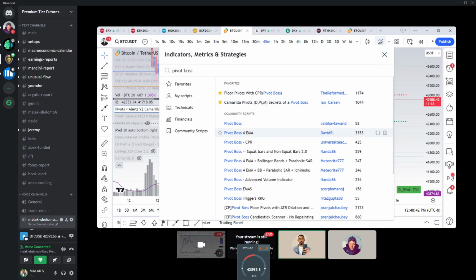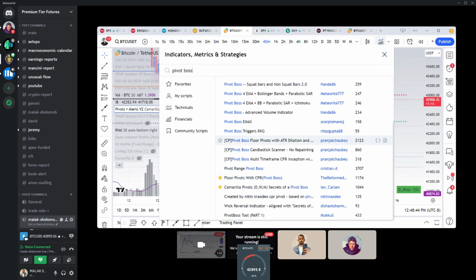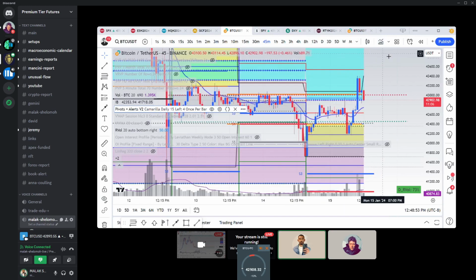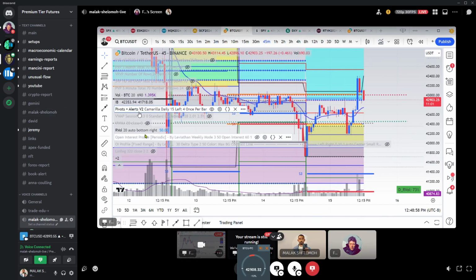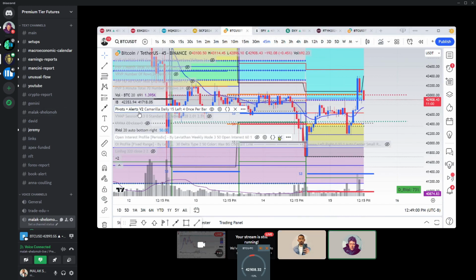I think you could change it from Camarillas to floor pivots. I did not see the option to do that. I don't see it either. This is strange. Let's try this one. This is an older one that I used to use. Let's get rid of that. Open interest.